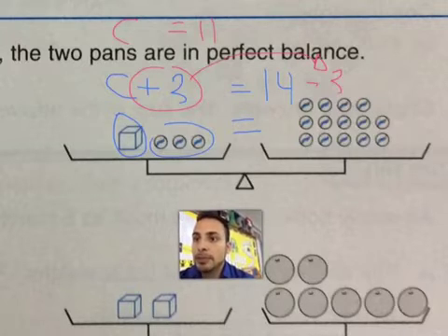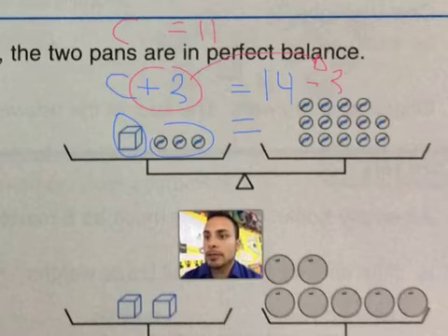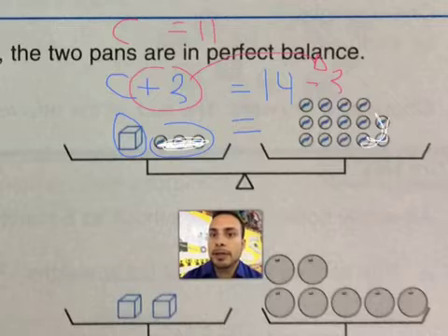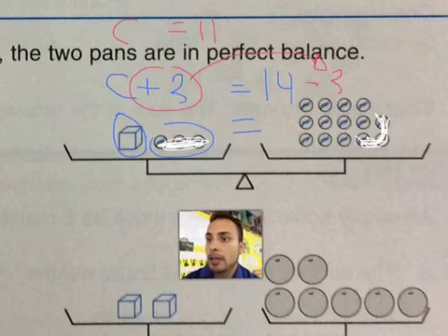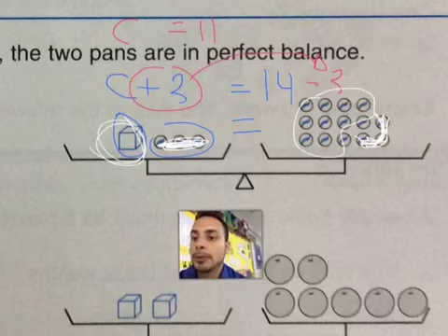Or we can simply take 3 away from here, and take 3 away from here, okay? And then we count what we have left. And you can see that we have 11 marbles left and 1 cube. So 1 cube is 11 marbles.